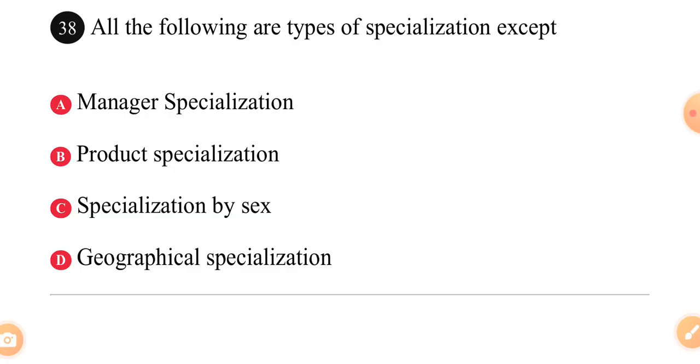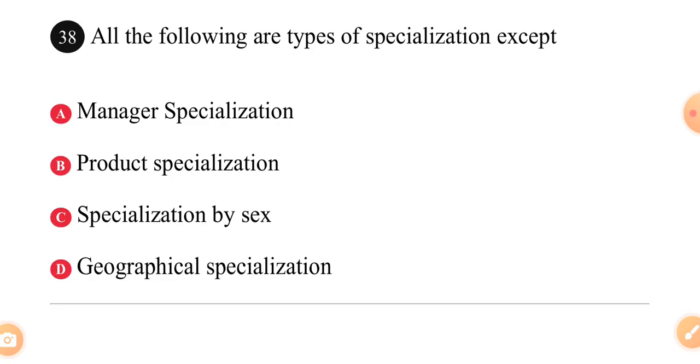All the following are types of specialization except: A, manager specialization. B, product specialization. C, specialization by sex. D, geographical specialization. The answer is A. There's nothing like manager specialization.